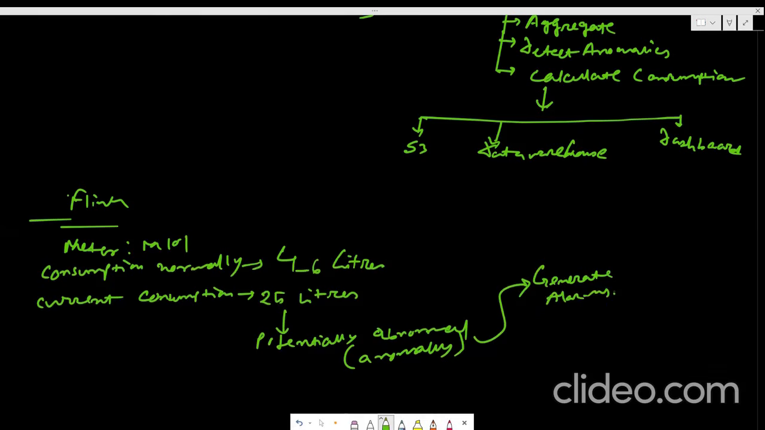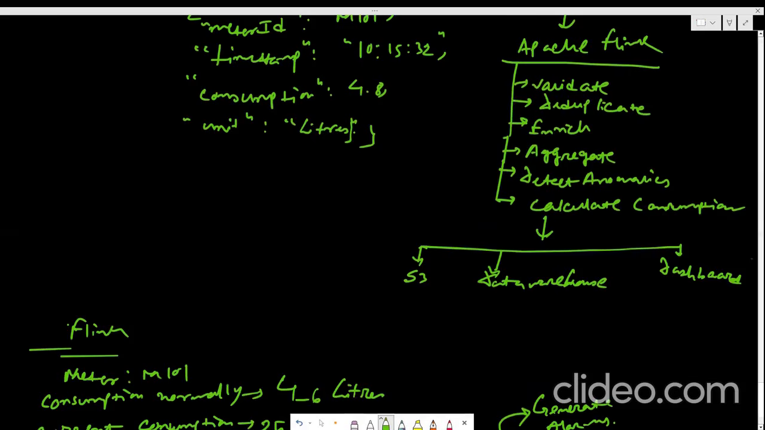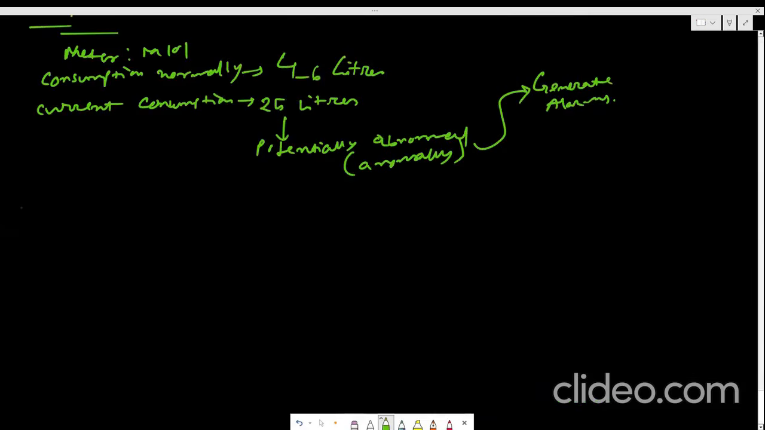So this is a very strong real-world Flink with Kafka plus CDC plus data lake use case that I've told you. Okay, I hope you have understood that.